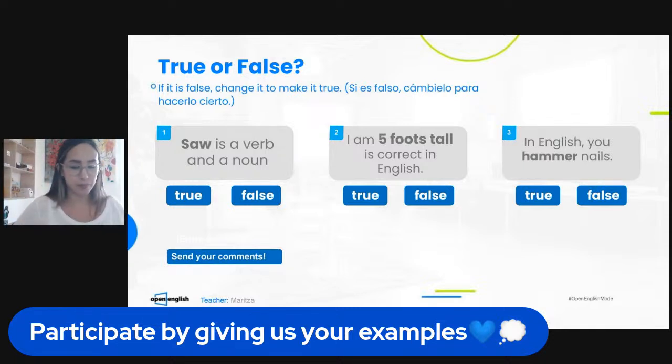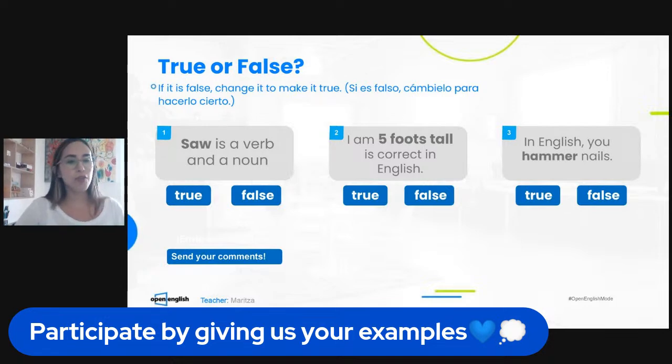So saw is the verb to see in the past. It also can be, for example, in construction. When we saw something, we're sawing it, we're cutting it with a saw. To cut something with a saw is the verb saw. So this is a verb. It is also a noun. Remember, this is one of our new vocabulary words. Saw. So yes, very good, guys. Number 1 is true.